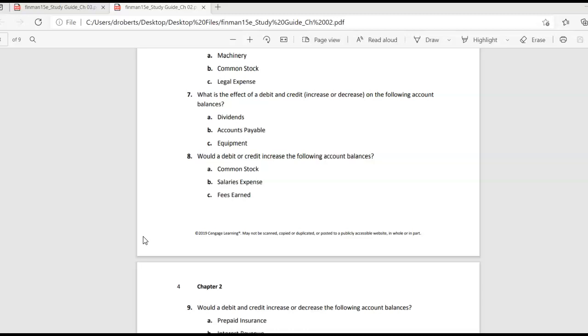Fees earned, same thing. Generally speaking, it's going to have a credit balance because it goes up. Revenues are going to have a normal credit balance, and they will be going up with a credit.